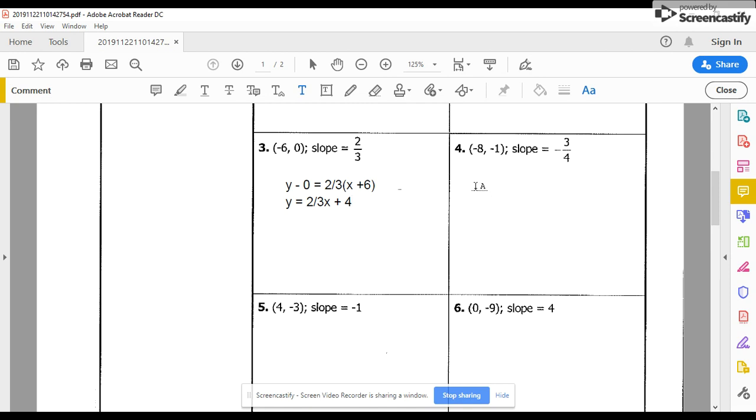If you think you got it, I would say maybe pause the video and try the next 3 on your own, and then see if you got it right. But if you need a couple more examples, just kind of keep watching.